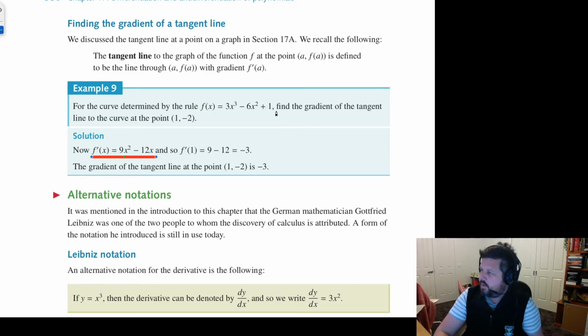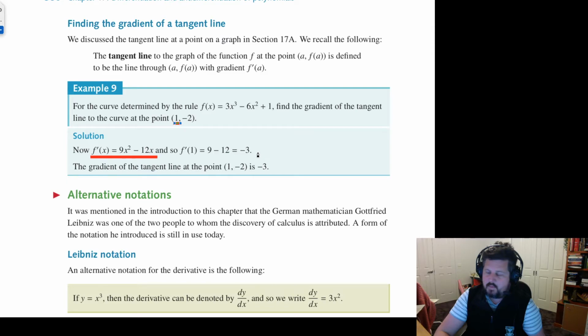Next, what we're going to do is find out what the gradient is at this particular point on the graph. So we're going to substitute the x value into the derivative. Substituting in at the point x equals 1 into the derivative will tell us what the gradient is at that particular point. So where we see x here, we plug in the 1, we get negative 3.